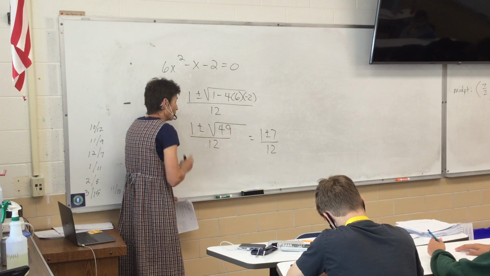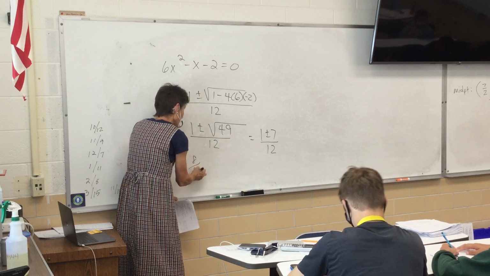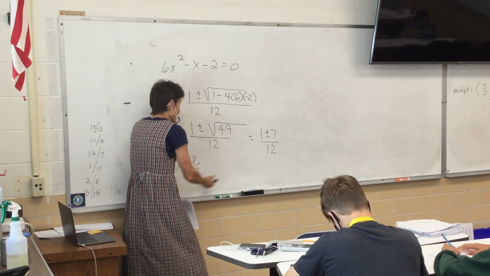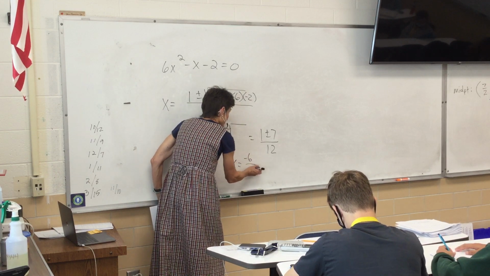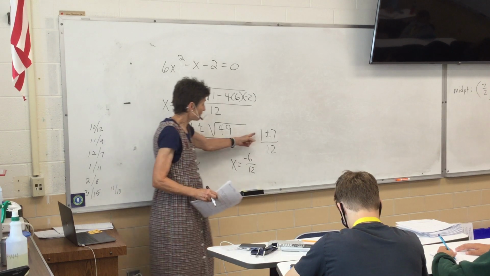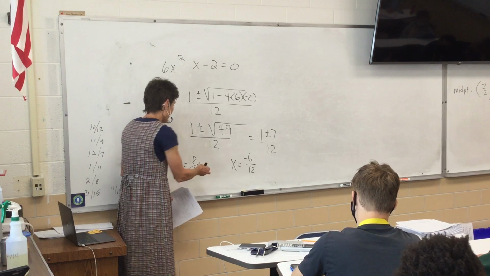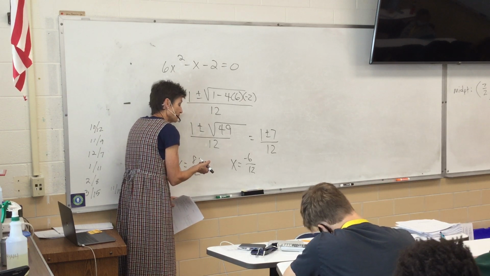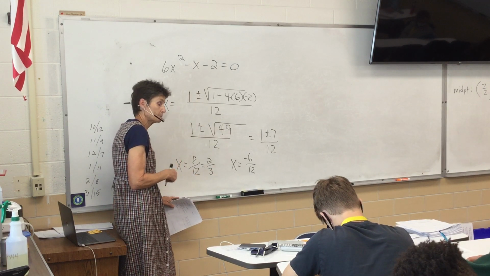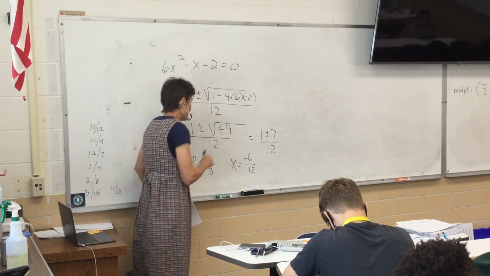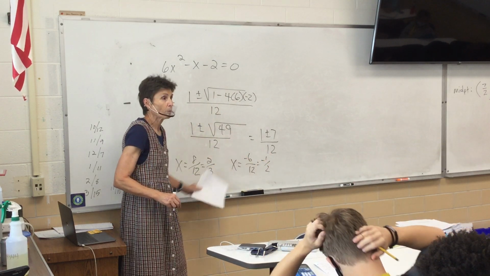What am I going to get? 1 plus 7, 8 over 12. And 1 minus 7, negative 6 over 12. You see what I'm doing? 1 plus 7, 1 minus 7. Now I have to reduce these. 8 twelfths reduces to 2/3. 4 goes into both. And this reduces to negative 1/2. So those are the answers to the problem.